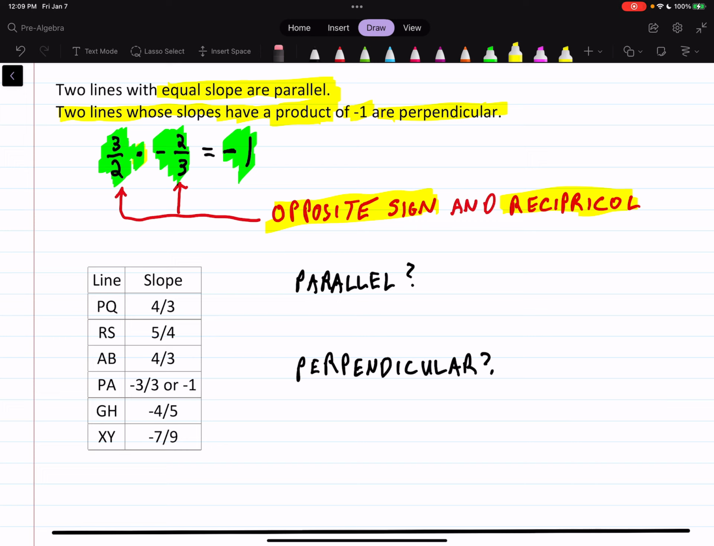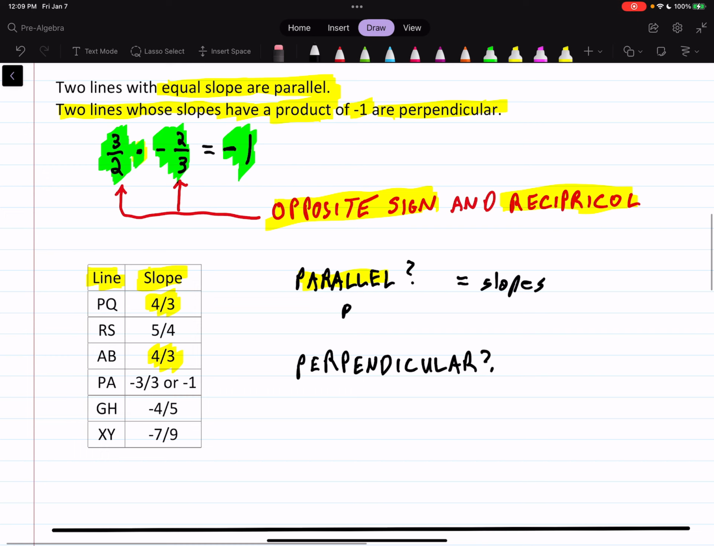So let's take a look at an example here. We have this series of lines in this table, and they tell us what the slope of each line is. So we know that for a parallel line, we must have equal slopes. So if I look at this, I see that I have a 4/3 here and another 4/3, and nothing else has a match. So I can say that line PQ is parallel, and that's the symbol for parallel, two lines straight up and down, to line AB.